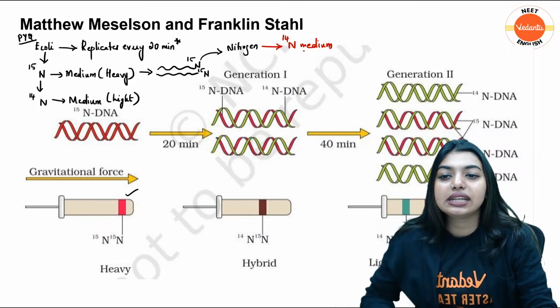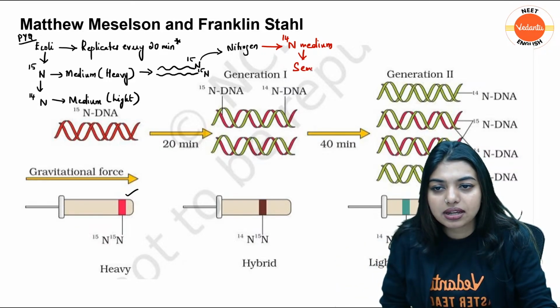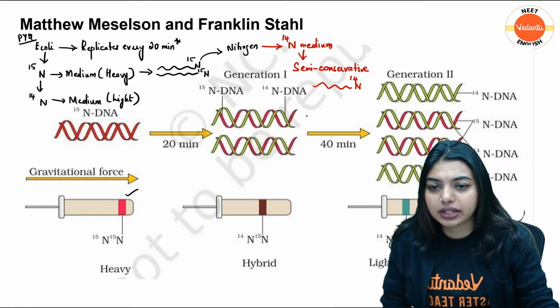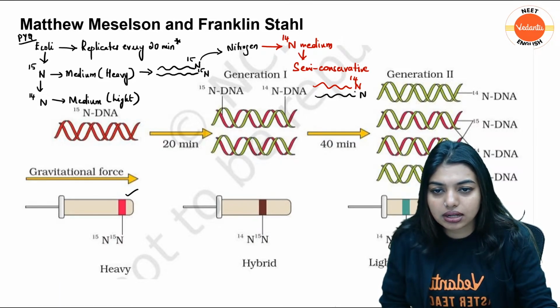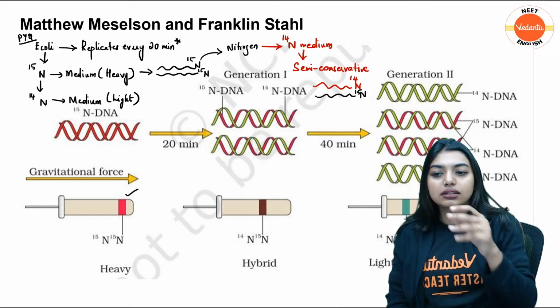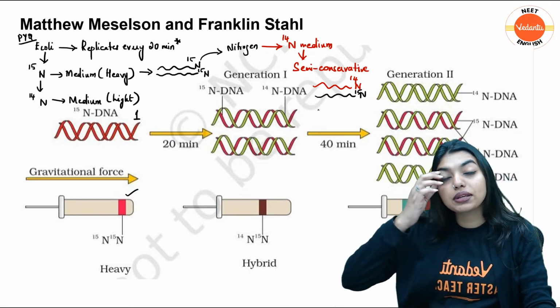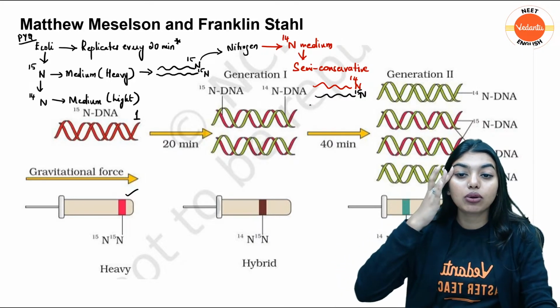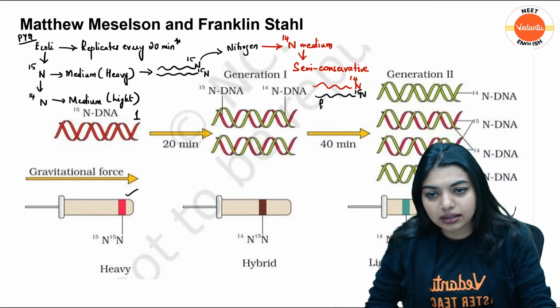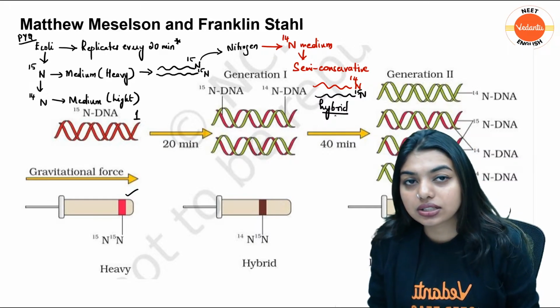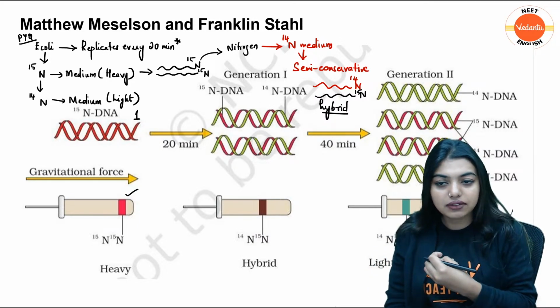They noticed that the DNA actually replicates in a semi-conservative manner. Why? Because they noticed that one strand was N14 and the other strand was N15. If DNA was doing conservative replication, then from 1 we would have got 2 copies, but both the copies would have been N14 itself. But here we got a hybrid. This proves that our DNA replicates with semi-conservative replication. Clear?